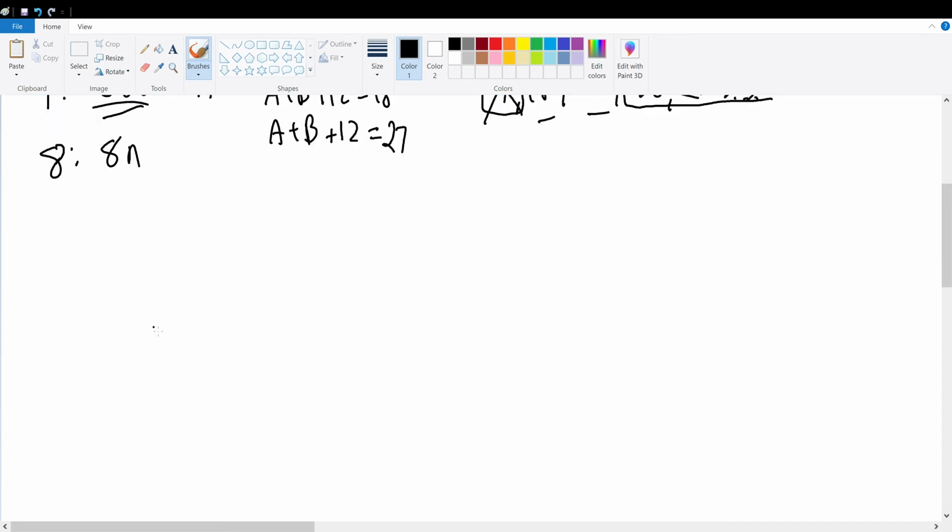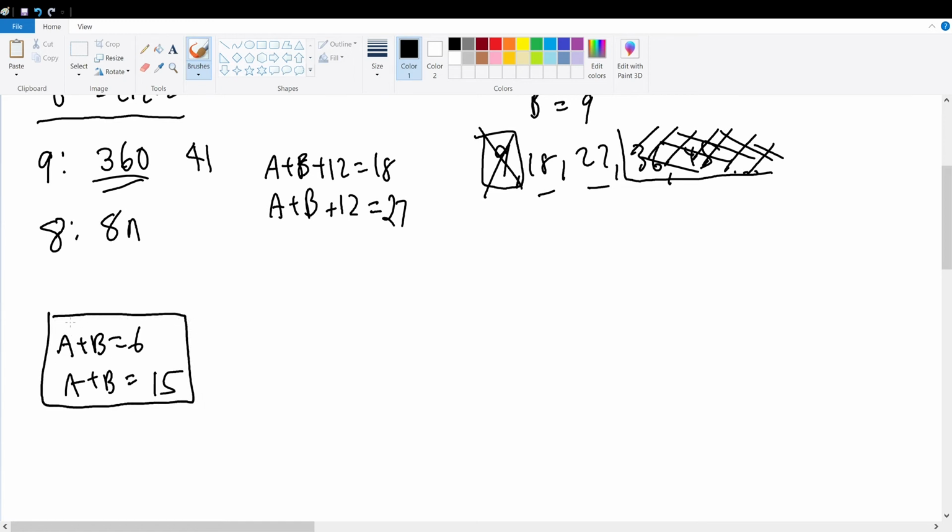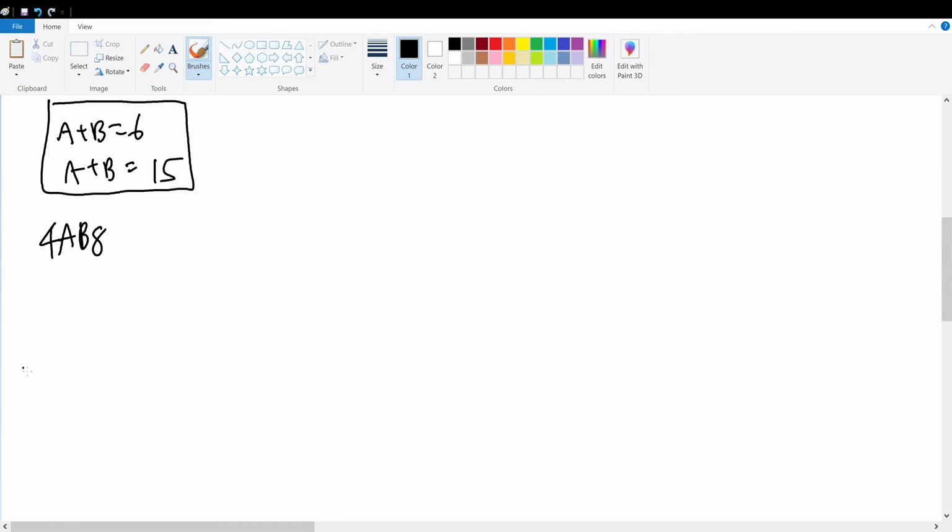Hence, a plus b is equal to 6, or a plus b is equal to 15, right here. So these are 2 restrictions of what a and b can sum to. But now we must find the form of 4ab8 because we haven't applied the divisibility rule for 8 yet for this number.